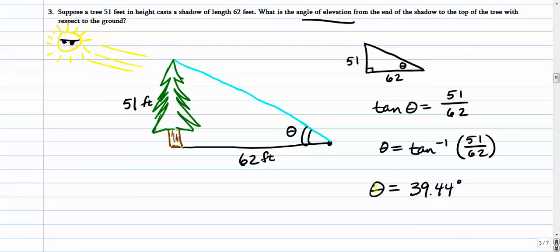And that is your answer. Alright, that's the angle of elevation right in here. Number 4.